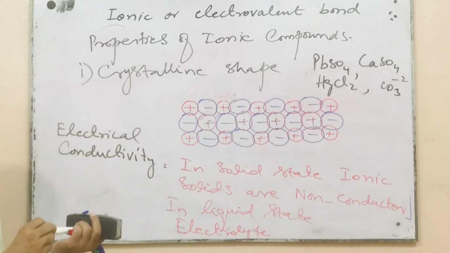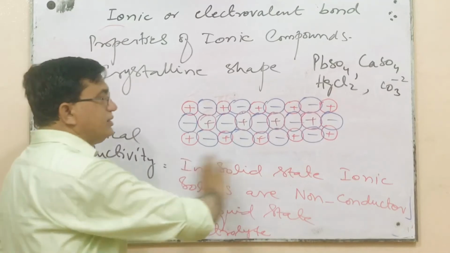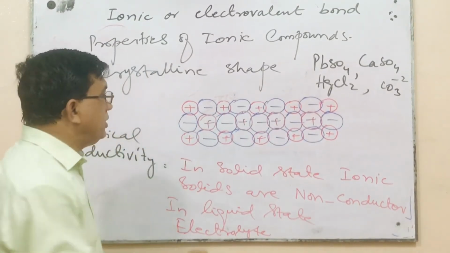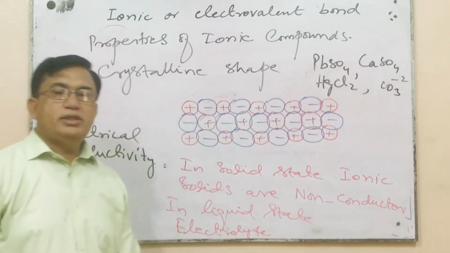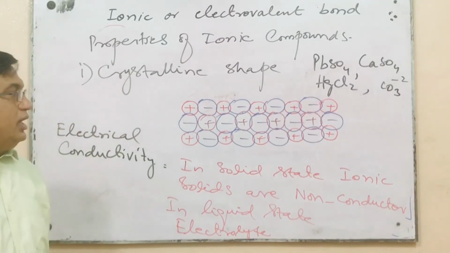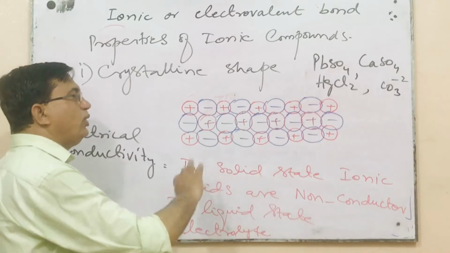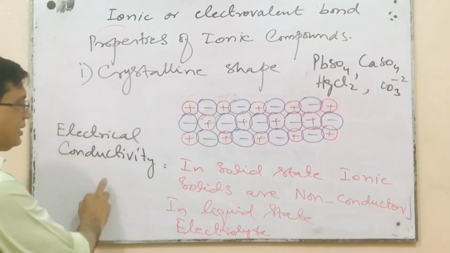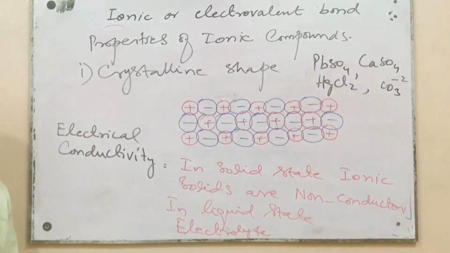These become electrolytes. These can easily conduct electric current because in molten or in aqueous solution, cations and anions are easily movable. They can migrate from one point to another. This is the important property of electrical conductivity of these ionic solids.